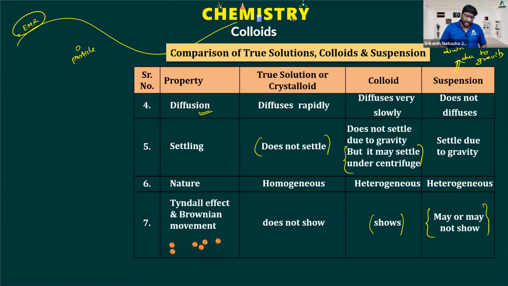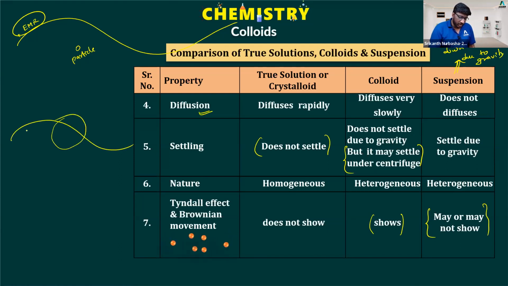If the electromagnetic radiation can interact with the particle, like if the particle is a colloidal particle in the range of 1 to 1000 nanometers, then the radiation can interact with it and scattering of light can happen. So colloidal particles can show the Tyndall effect, whereas crystalloid particles as well as suspended particles do not have a tendency to show the Tyndall effect.